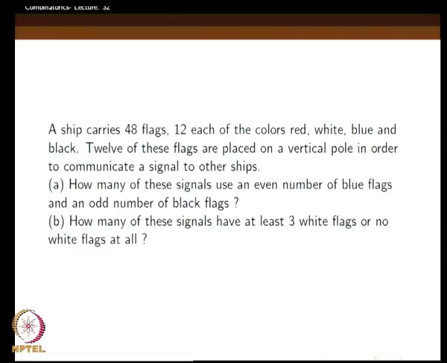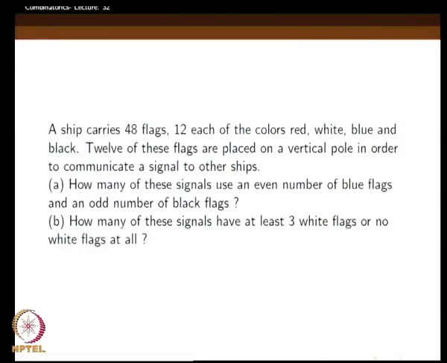Now we have a different question. How many of these signals use an even number of blue flags and an odd number of black flags? It's a little tricky question. How many of these signals use an even number of blue flags, an odd number of black flags?